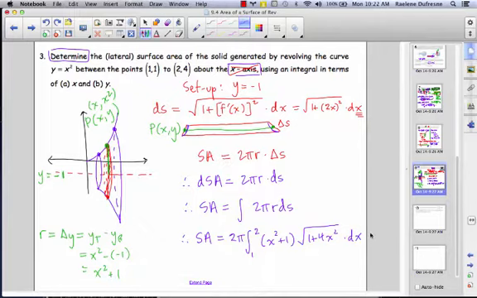So this is a setup. It may not be easy or even practical or possible to integrate by hand. So part of the questions that you will be seeing are to simply set up a surface area integral.